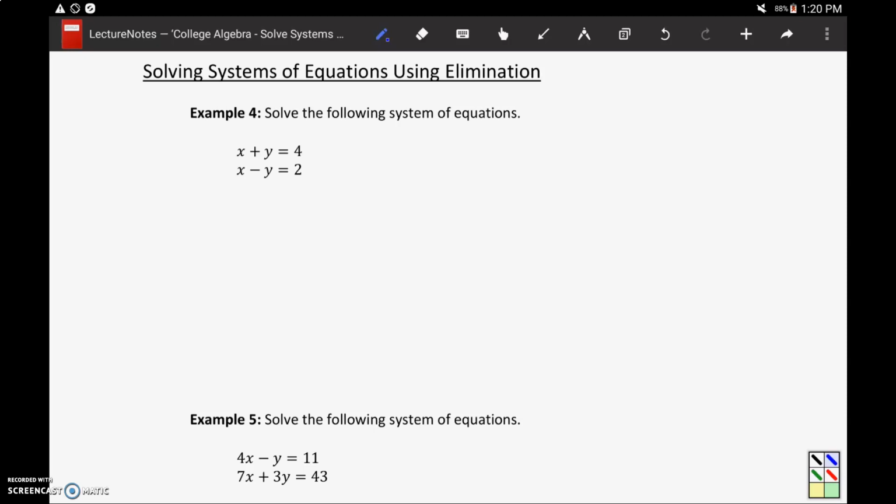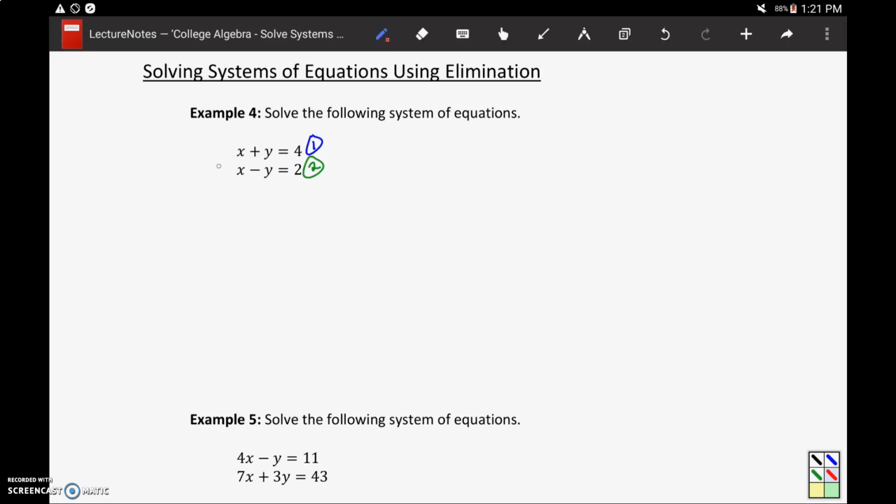Example 4 should look familiar, since it's exactly the same question we answered in example 1. So we can still label each of these equations as 1 and 2, but now what we want to do is solve the same system using elimination to demonstrate that method, but also reinforce this idea that for linear systems, these two methods are interchangeable.